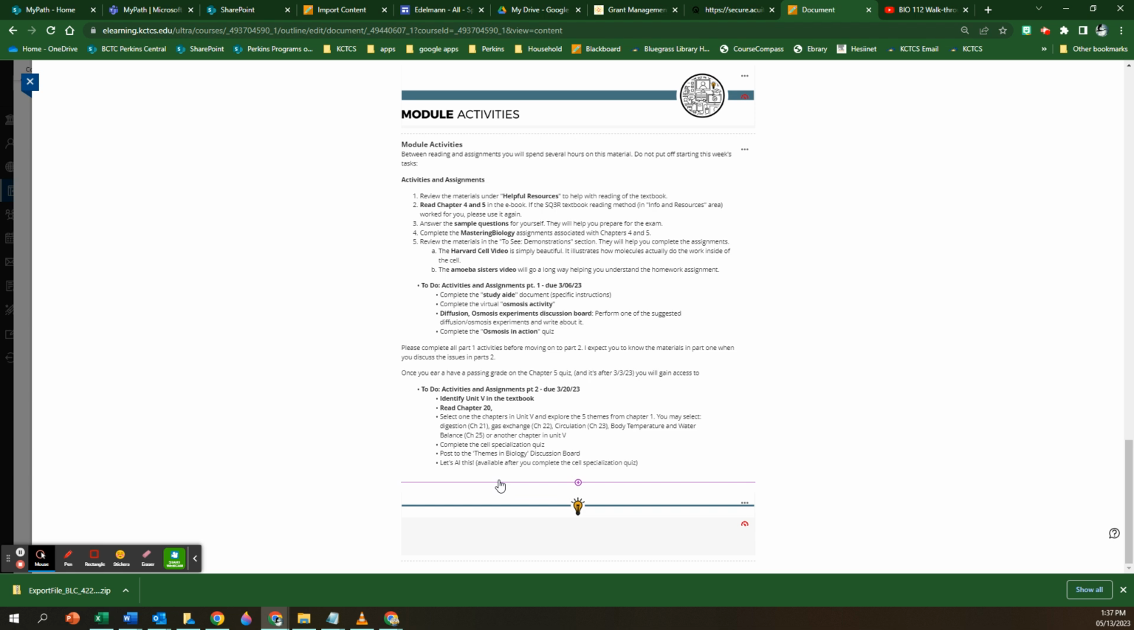The next one after that is the cell specialization quiz. At this point we're talking about cells, right? But the cells that they're introduced to are the generic cell, the model cell that's in the book. And so again, I don't know if that was something I already did the last time I had you in one of my classes, but what I want them to do is explore cell specializations.